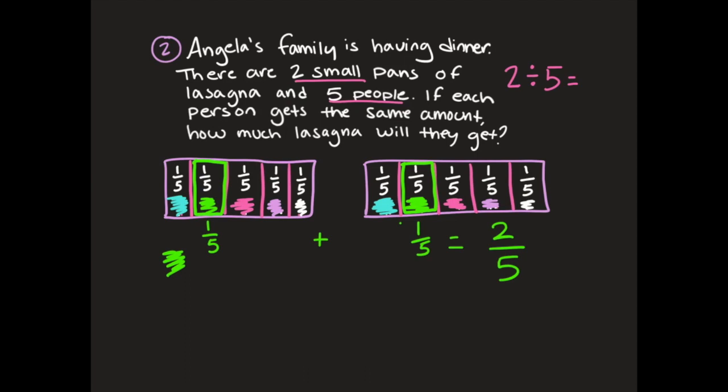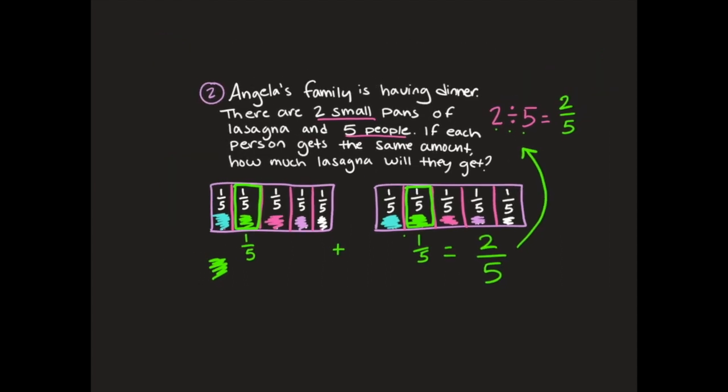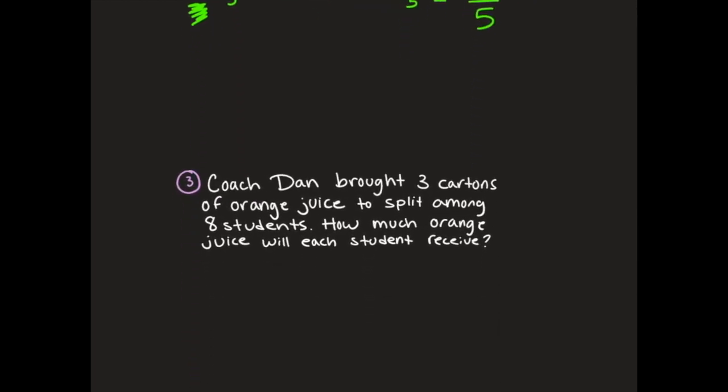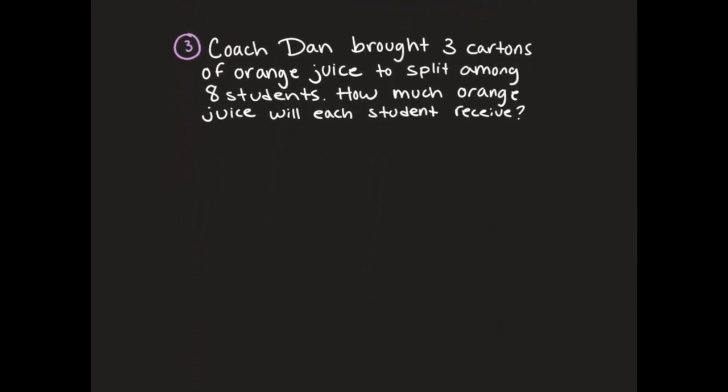So again, I'm going to go back up to my number model here. I had 2 pans of lasagna divided by 5 people, and my answer is 2/5 of the lasagna. So maybe you are starting to see that pattern. All right, and I have one last example for us to look at.